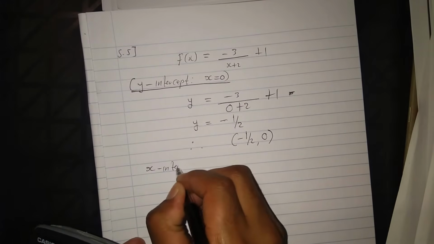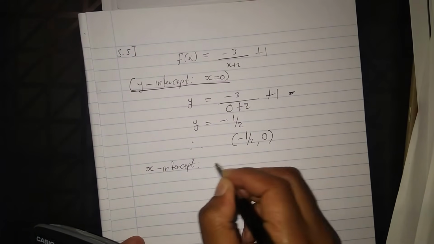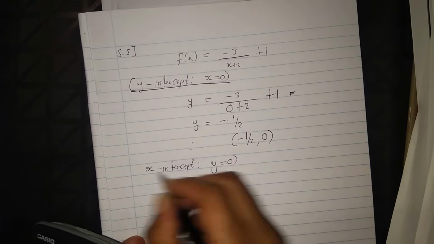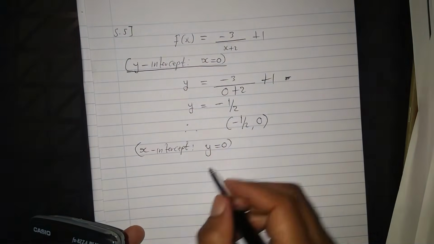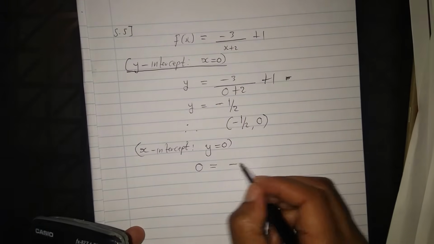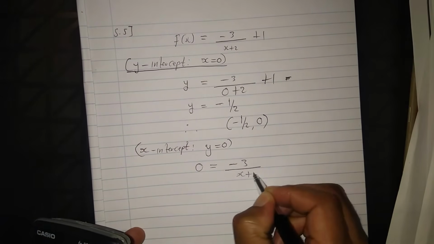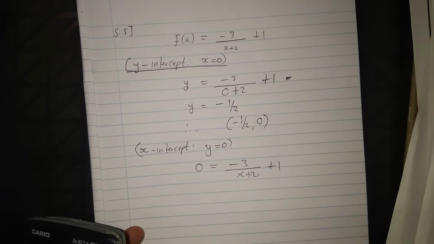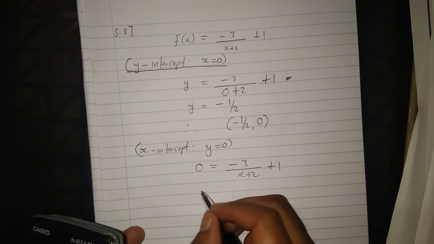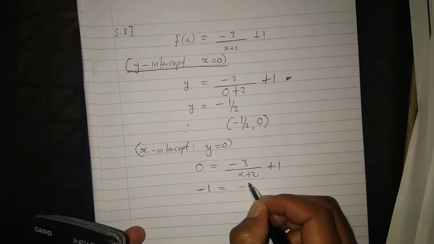Now the x-intercept. For the x-intercept, let y be equal to 0. So where there's a y, insert our 0. So it's 0 equal to the expression plus 1. Calculate the value of x. Transpose the 1, it's negative 1.